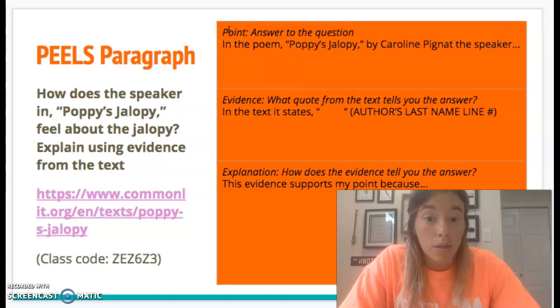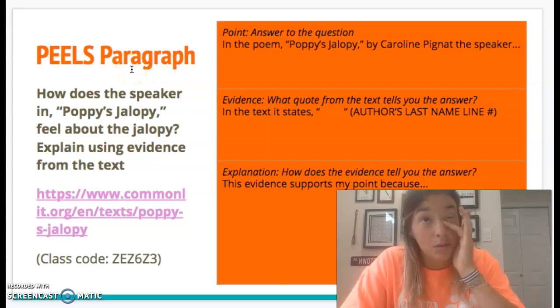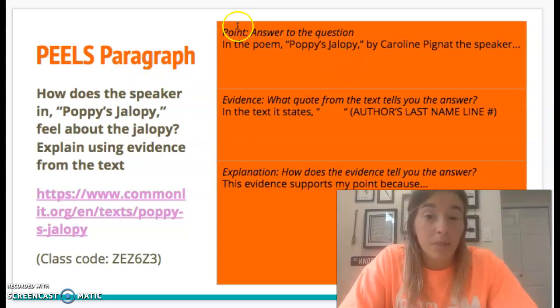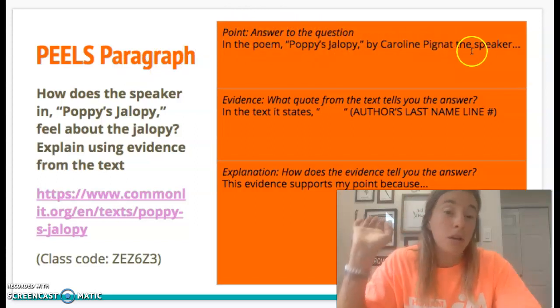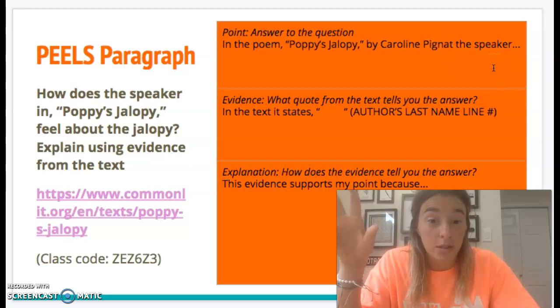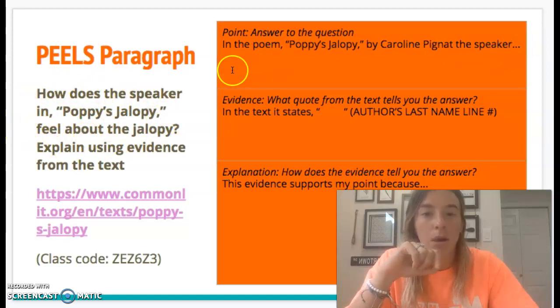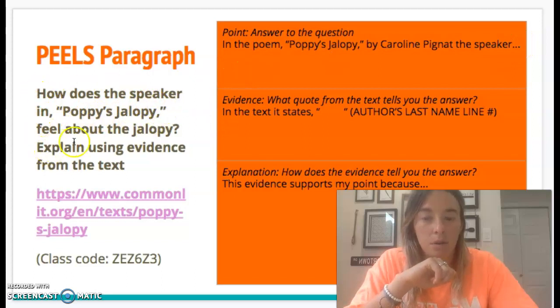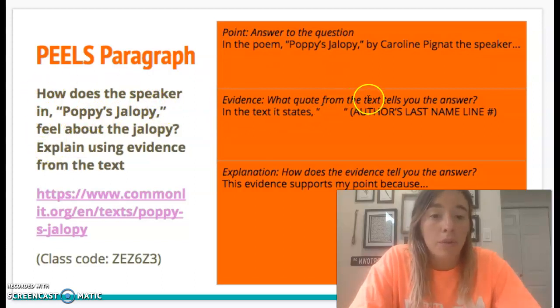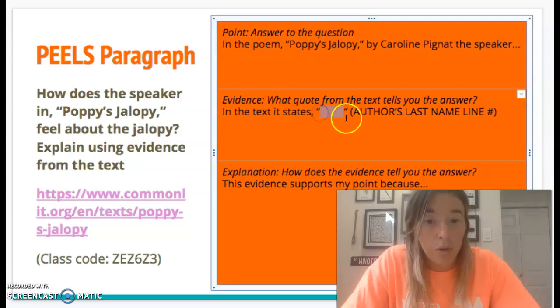Your point, technically, I don't want to say what the actual kind of paragraph that you're writing is, but you can get it. Point: answer the question. In the poem Poppy's Jalopy by Carolyn Pignette, the speaker, and then you are going to finish that sentence by answering this question. Look at what the question's asking and finish that sentence by answering what the question is asking. Evidence: what quote from the text tells you the answer? Here's your sentence starter. In the text it states, and in this spot right here, you are going to put your evidence.